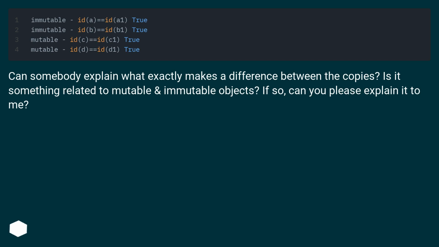Can somebody explain what exactly makes a difference between the copies? Is it something related to mutable and immutable objects? If so, can you please explain it to me?